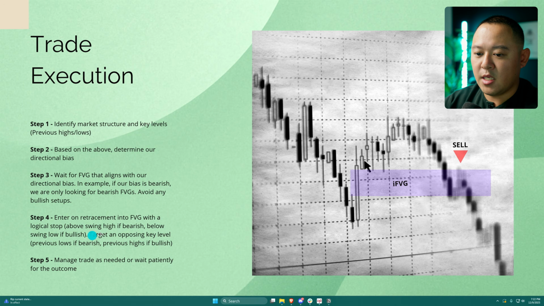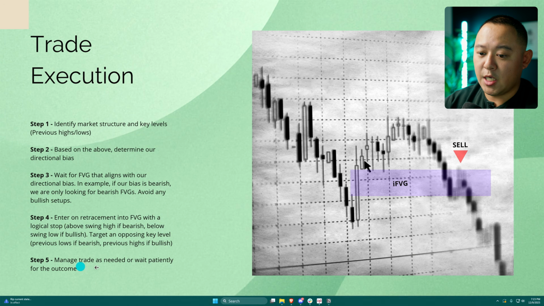Now, step 4, we're going to enter on a retracement into a fair value gap with a logical stop above a swing high if bearish and below a swing low if bullish. And we're going to target an opposing key level. So we're going to target previous lows if bearish, and we're going to target previous highs if bullish.